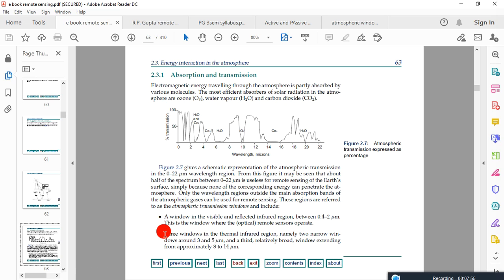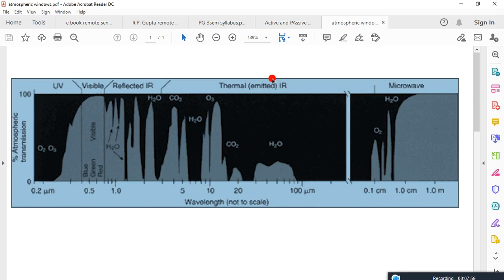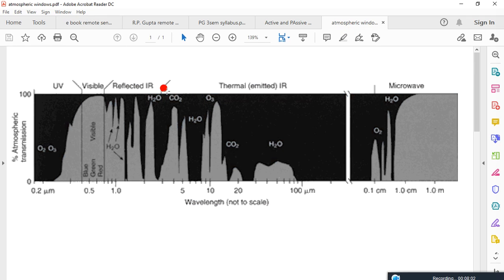After this comes the thermal infrared region. There are three windows within the thermal infrared region. We differentiate the thermal infrared region. This is the thermal infrared region after 2 micrometer. From 2 micrometer to somewhere 14 micrometer, it goes somewhere here. So we have three divisions here. What are these?